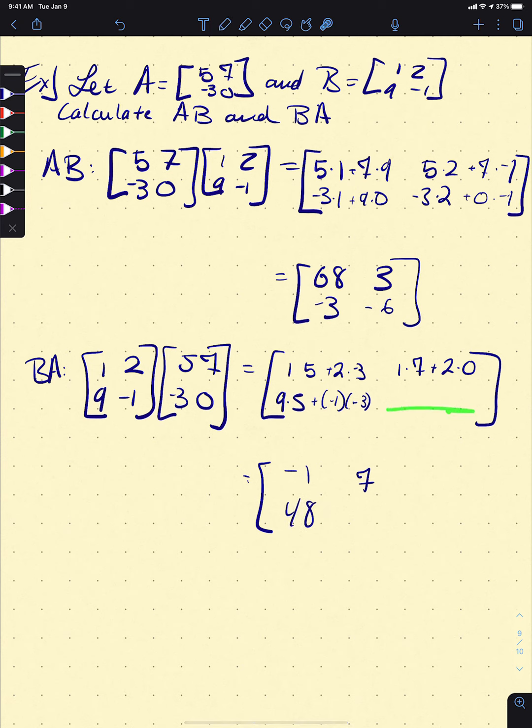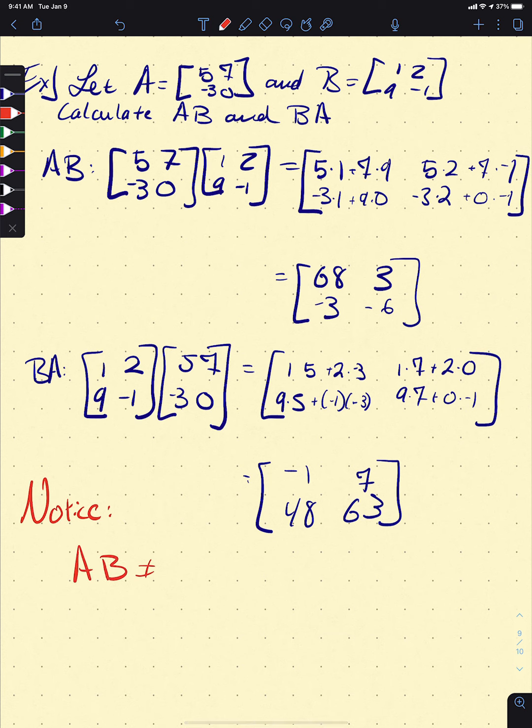And then for our last entry right here, we're going to have the inner product of this row and this column. So that's going to come out to 9 times 7 plus 0 times negative 1, which looks like it's going to be just 9 times 7, or 63. And here's the really important thing to notice here, okay? In fact, I'm going to write it in red. AB does not equal BA, right?